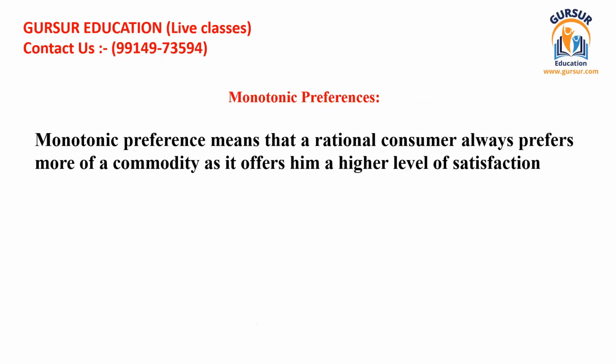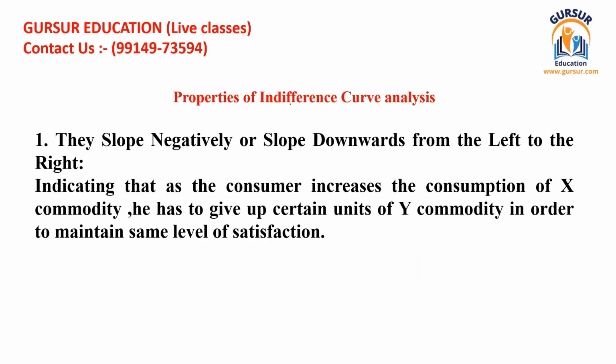So now the most important thing we have to cover in this lecture is the properties of indifference curve. For understanding that, you have to bear in mind the meaning of indifference curve. I have taught you that an indifference curve shows the different combinations of two commodities which yield an equal level of satisfaction to the consumer. So first of all, the first property is that they slope negatively. Its slope is always negative.